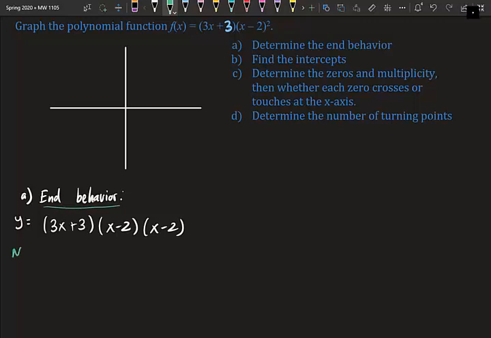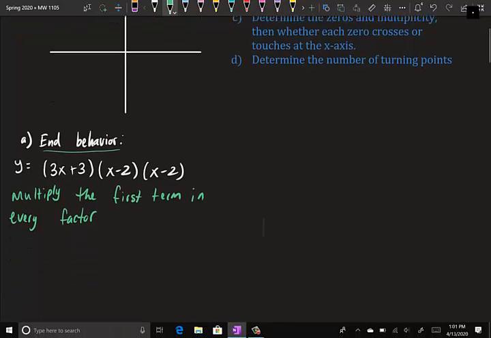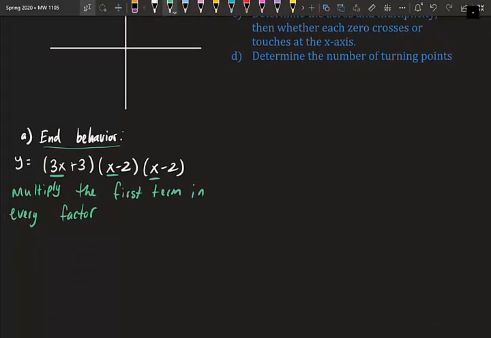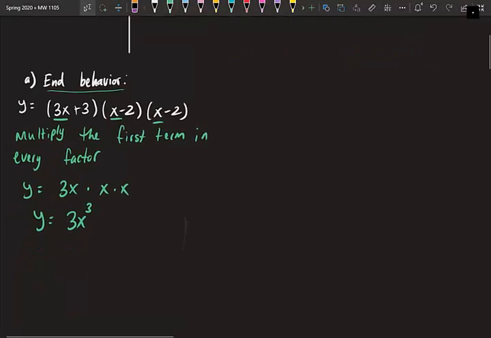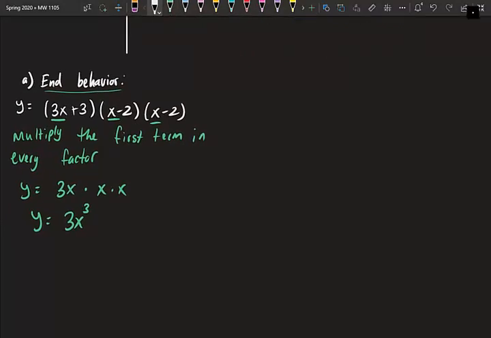So to find that, you're going to multiply the first term in every factor. So you're going to multiply the first term. So we'll have y equals 3x times x times x times x, and we get 3x cubed. So that's our end behavior. Now what that means is when we end up graphing this, the ends will look something like this. So that's what the ends will look like. Whatever's in between is in between, but the ends will go down and then up. So it's going to help us graph it.